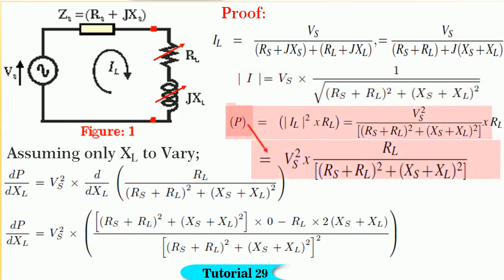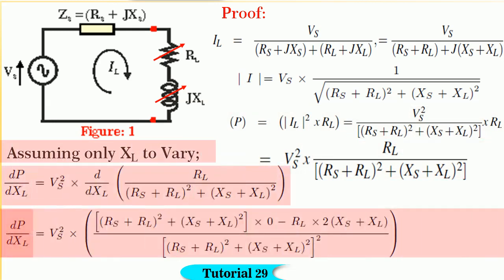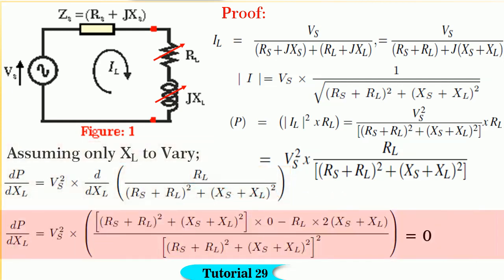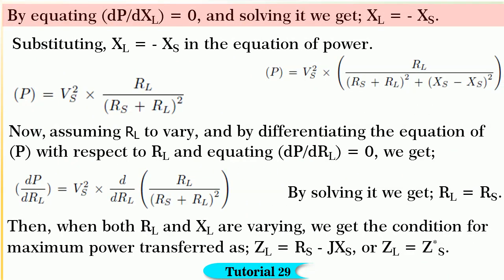But power P is equal to Vs squared into RL divided by Rs plus RL whole square plus Xs plus XL whole square. Assuming only XL varying, dP by dXL is equal to Vs squared into denominator into d by dXL of numerator minus numerator into d by dXL of denominator divided by denominator square. By putting dP by dXL is equal to 0, we get XL is equal to minus XS.